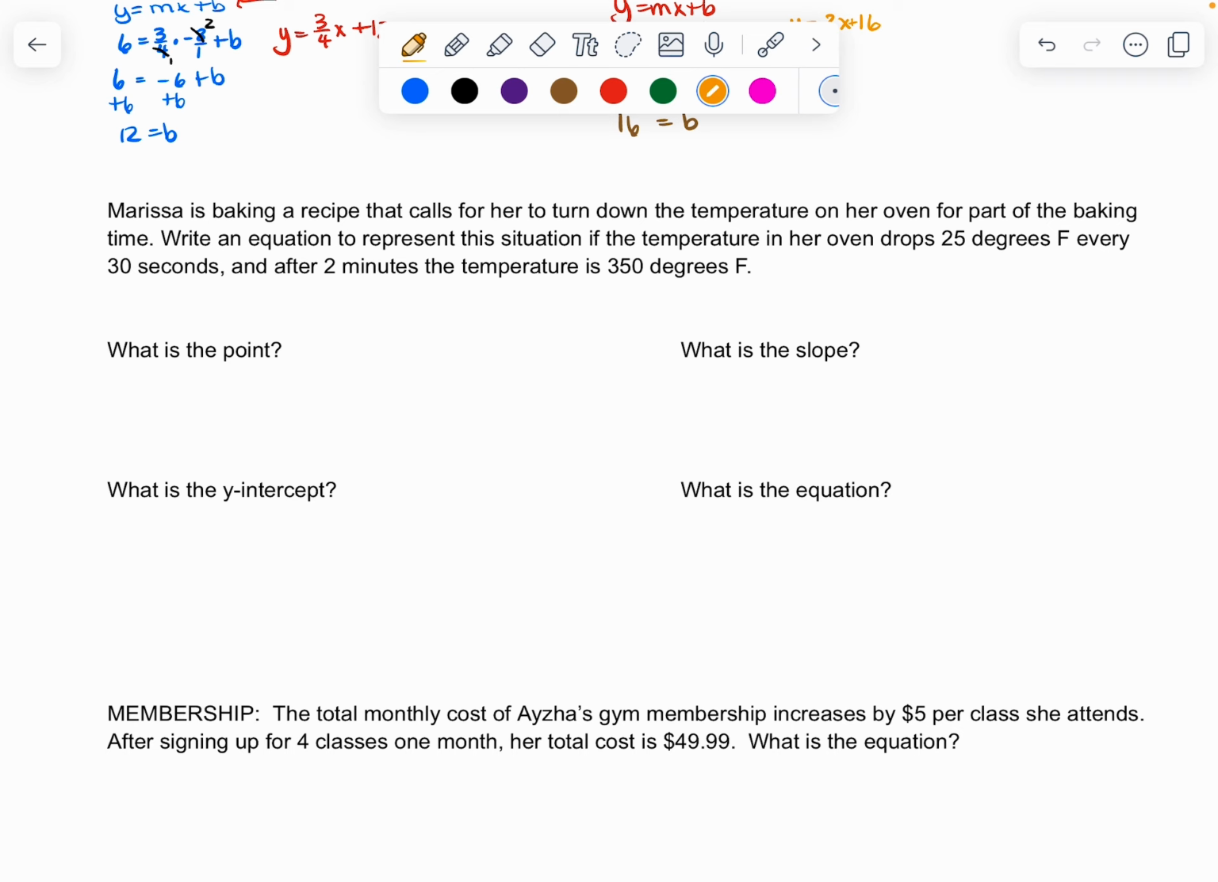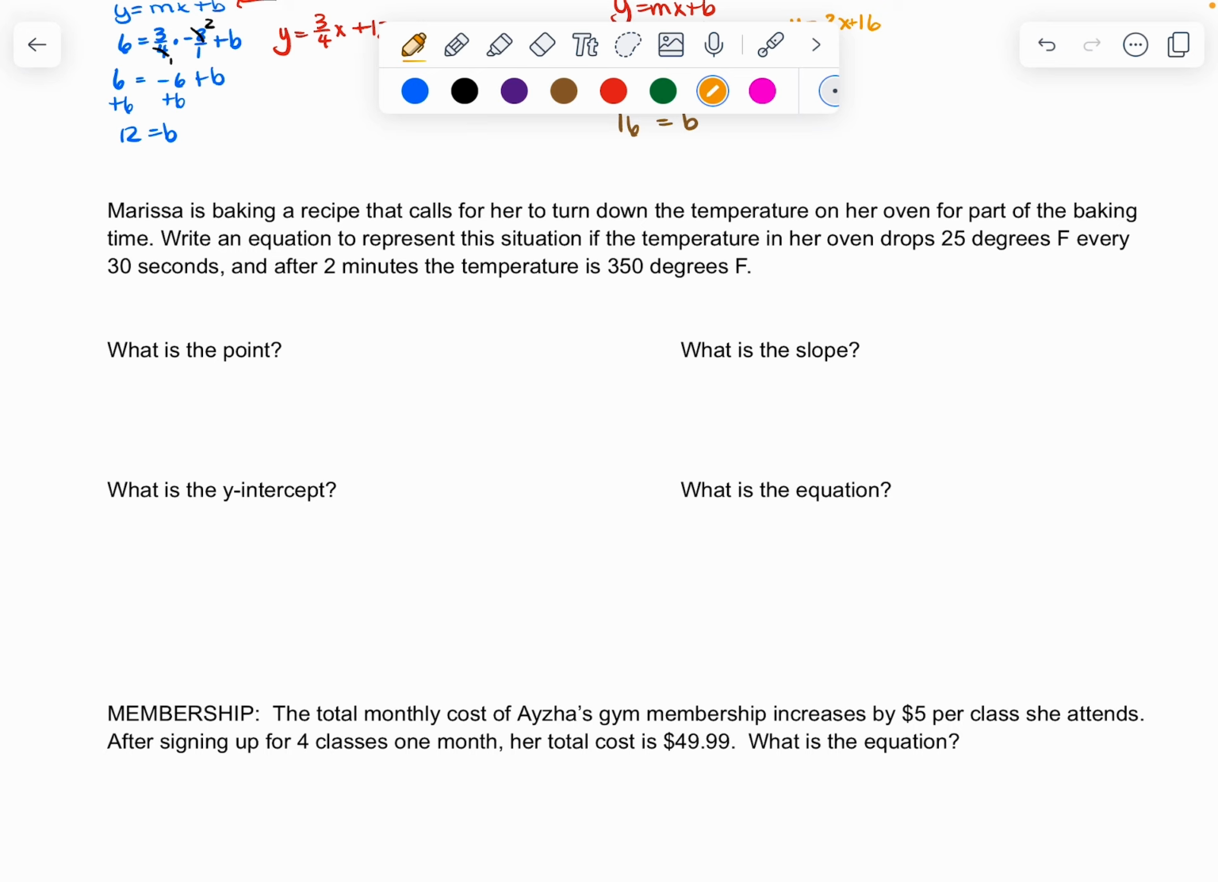Okay, so now we're going to look down here. Marissa is baking a recipe that calls for her to turn down the temperature on her oven for part of the baking time. Write an equation to represent the situation if the temperature in her oven drops 25 degrees Fahrenheit every 30 seconds. And after 2 minutes, the temperature is 350 degrees.